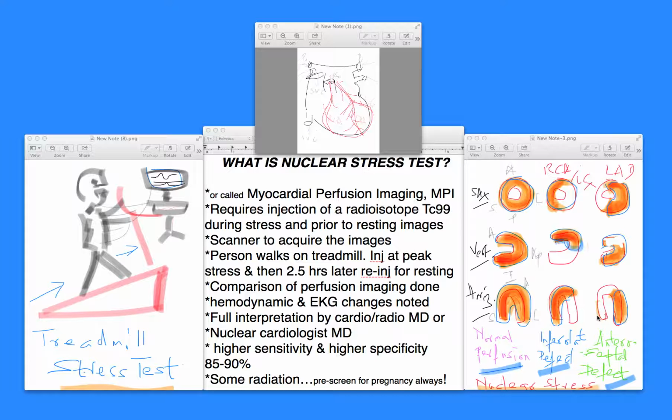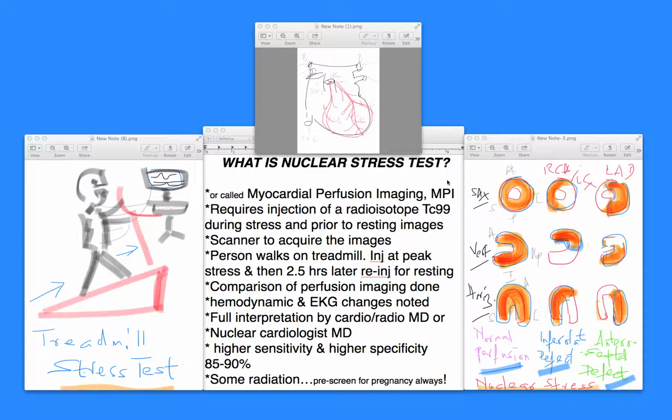So these are the schematics I've tried to show here to show that there could be an infralateral defect, we call it, because of the RCA and circ lesion or blockage. Anteroseptal defect, as seen with an LAD lesion or blockage. And these are the various views: a short axis view, a vertical view, and a horizontal view.